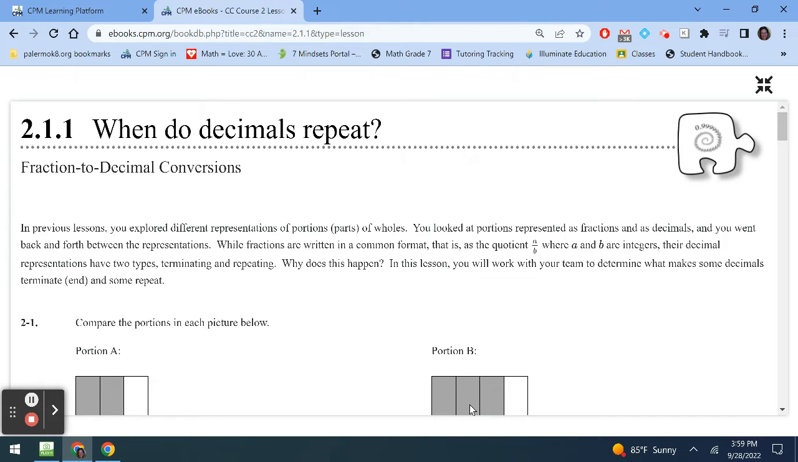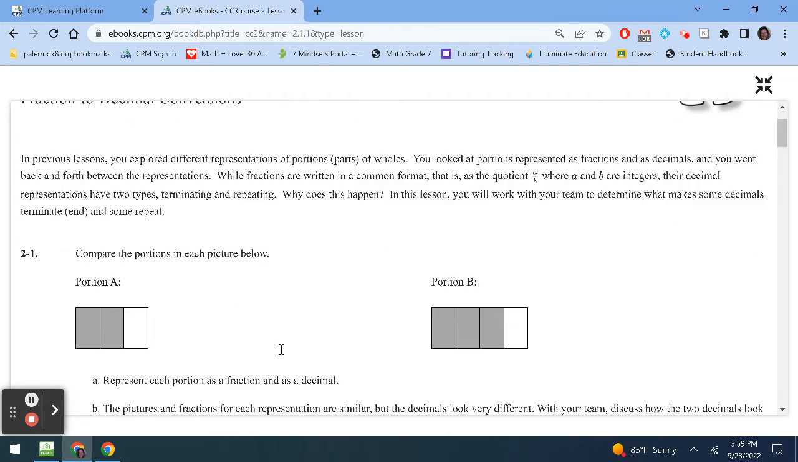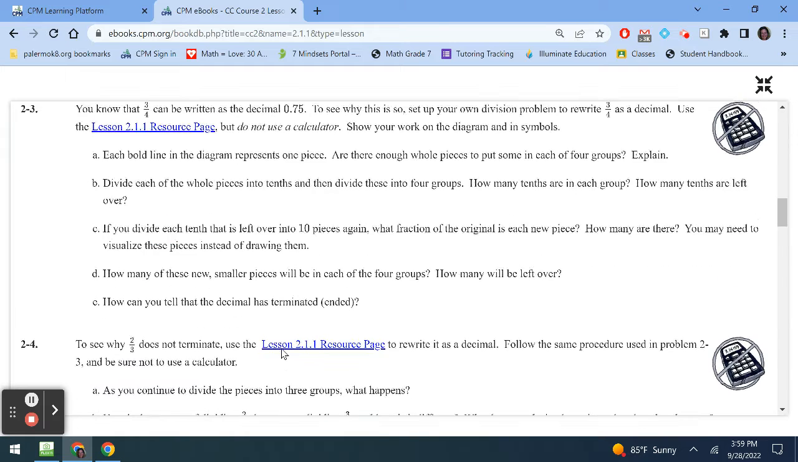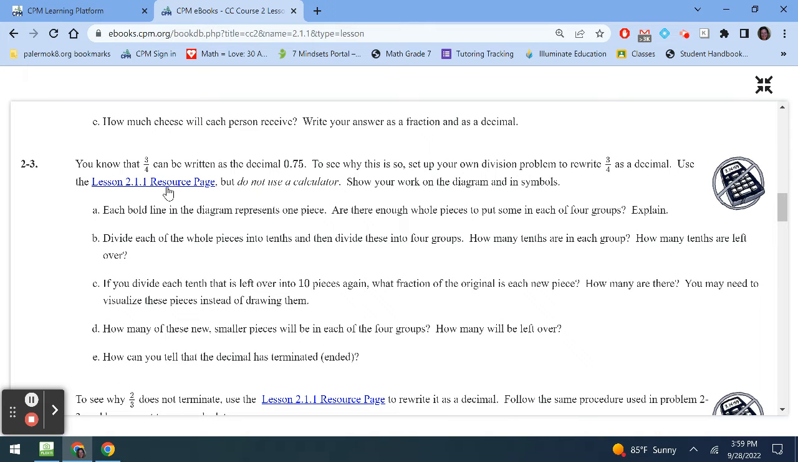Okay, so we're going to be finishing our work on 2.1.1. We're going to start off where we left off, which was 2-3. Scroll down there to it. We've already answered alpha together in class, but we're talking about how 3/4 can be rewritten as a decimal, 0 and 75 hundredths. We're going to do that with division.